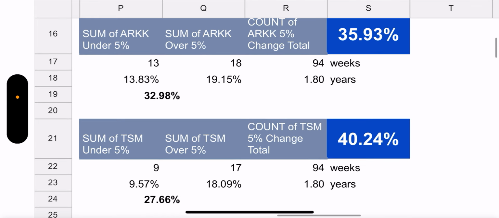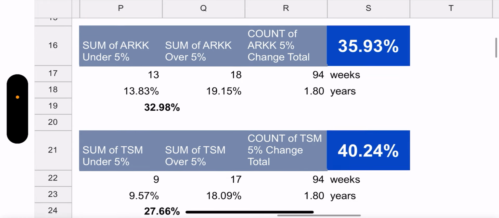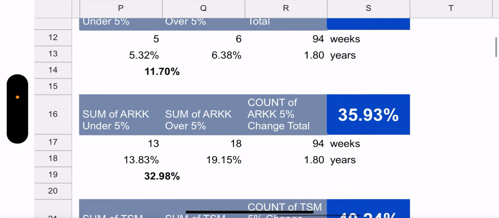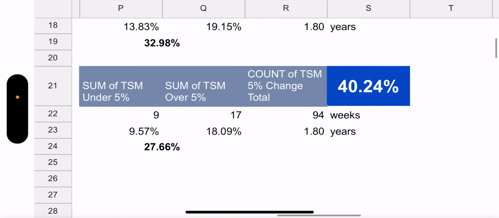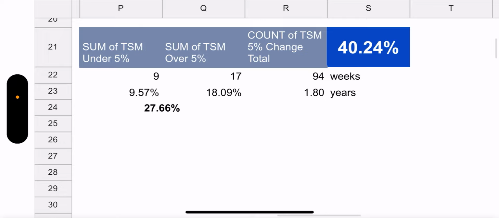All right, here's ARK for OARK. Overall, 32% of the time they went over or under 5% in 94 weeks. That's okay. Their IV is not that great, 35%. Wait, oh my God. Disney's IV is higher than ARK currently. Disney must have earnings. Maybe. I don't know.